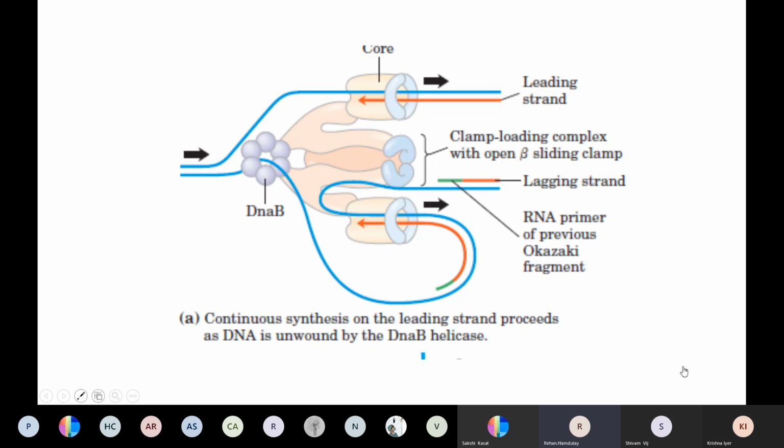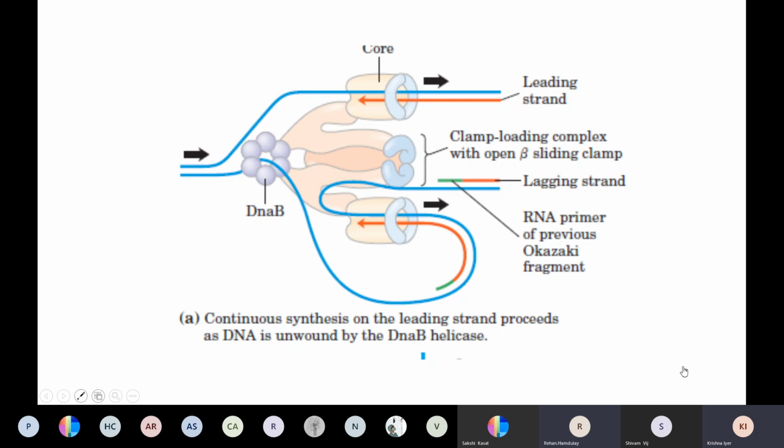Yes, sir. Yeah. So can I speak? Yeah. Sir, I had a doubt with the lagging strand orientation. If we are changing the orientation the way the leading strand is, and the polymerase does the activity in 5' to 3' end, then why is the strand broken into fragments? Why doesn't it go continuously?